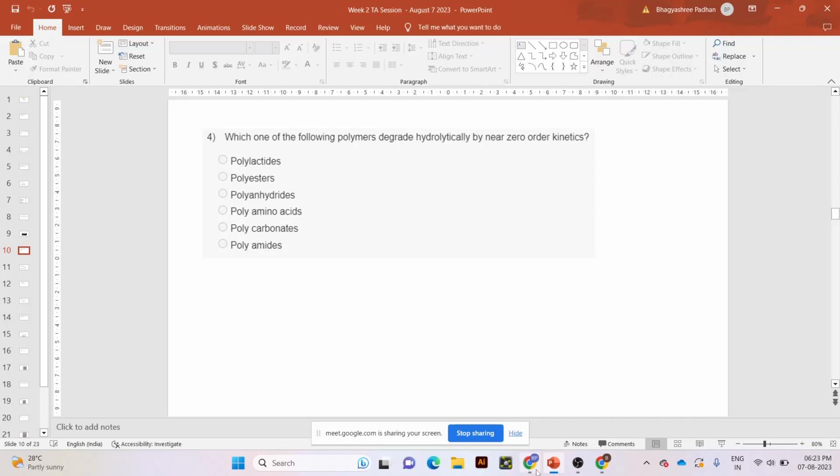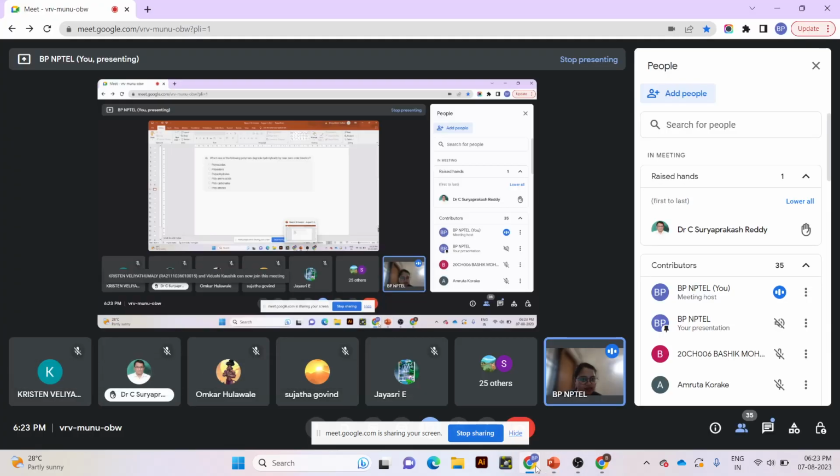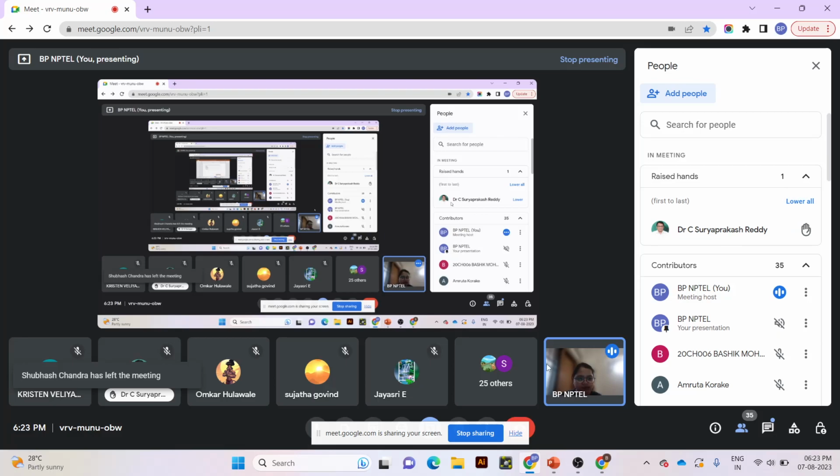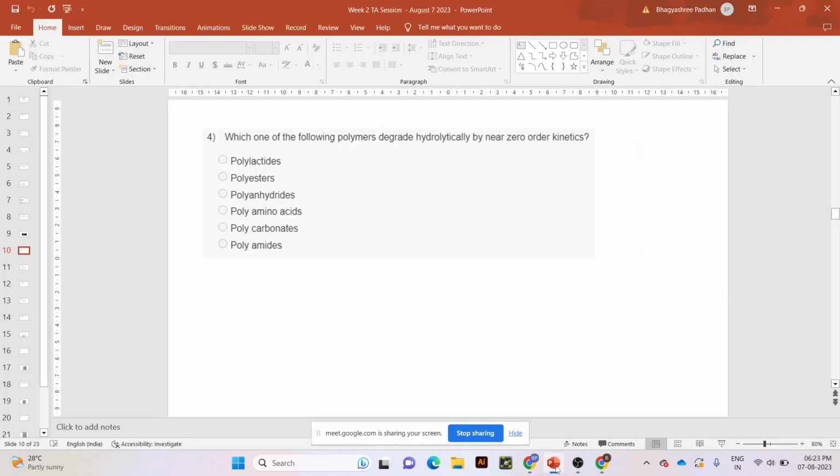Okay. I can see someone raising hand. If you raise your hand, I won't be able to see you, so it's better that you unmute and answer directly, because I'm switching screens, so I'm not able to see if someone is raising hand or typing in the chat.